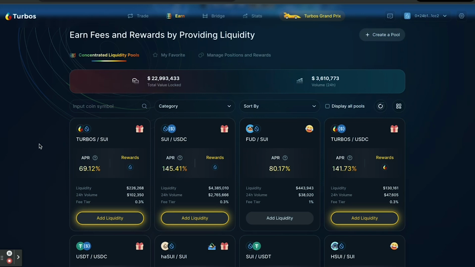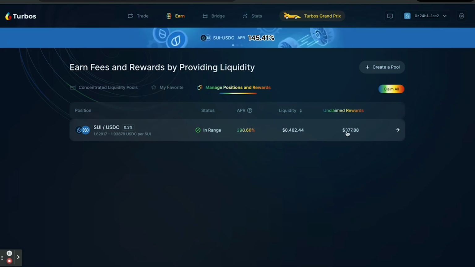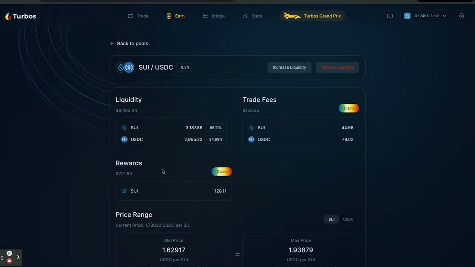This says 145%. But as you can see, I'm making a lot more than that, 300%, because I'm using something called a concentrated liquidity pool. We'll get into all that fun stuff, but this is my unclaimed rewards. And if I click on this, these are my rewards and these are my trading fees. So this is people buying and selling SUI USDC.